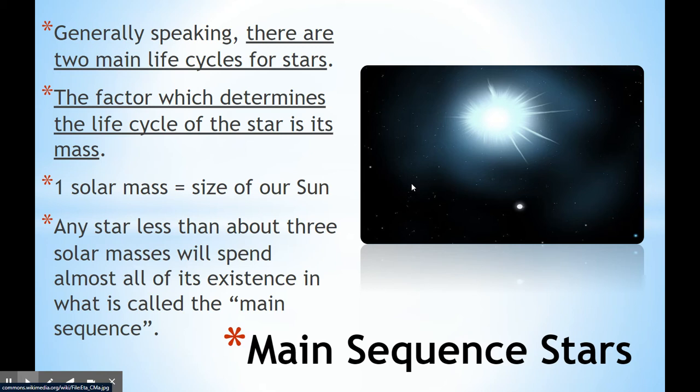We always refer to it in comparison to our sun. So any star less than about 3 solar masses will spend almost all of its existence as a type of star called a main sequence star. That is where our sun is right now. It is in its main sequence stage of life, and scientists estimate that it's about midway through its life cycle. It's been around for about 5 billion years, and most astronomers believe that it will be around for another 5 billion years before it starts its end-of-life journey.